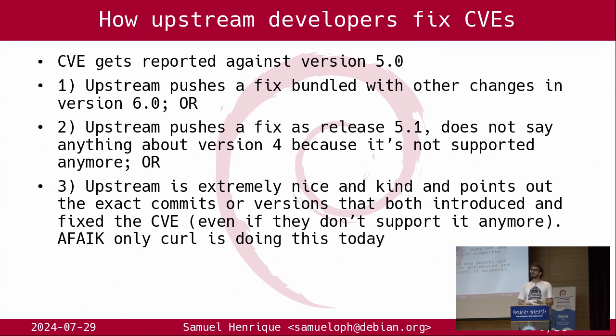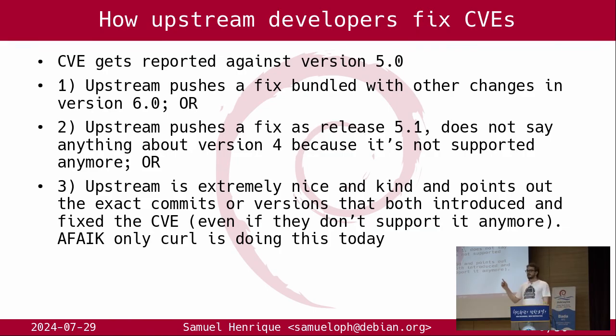Upstream might do a lot of different things, but I wrote three alternatives here that showcase how broad the upstream response can be. Alternative A, or 1: upstream might prepare a fix for that CVE. They bundle it with a bunch of other changes they had. Maybe they refactor the code, they have changes that are not backwards compatible, and they release all of that as version 6, and there you go, it's fixed.